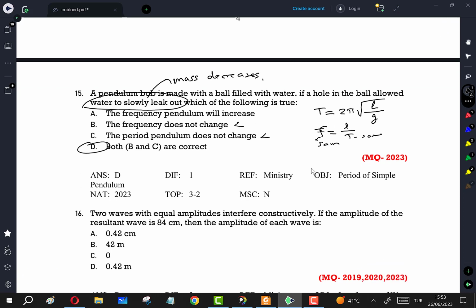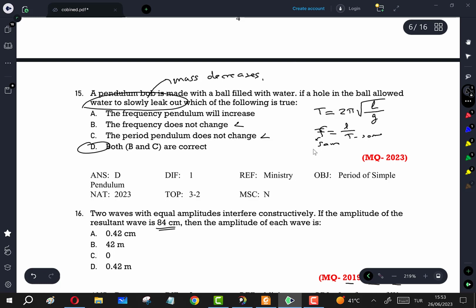Two waves with equal amplitudes interfere constructively. If the amplitude of the resultant wave is 84 centimeters, then the amplitude of each wave. Yes, this question is modified, and the number is changed only. That's why I didn't put the 2023 question in here. This is the previous one. But instead of 84, I think they put 72 or something like this. That's why there's no big difference.